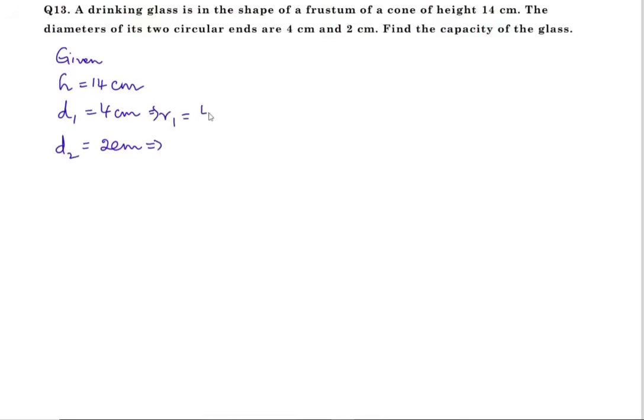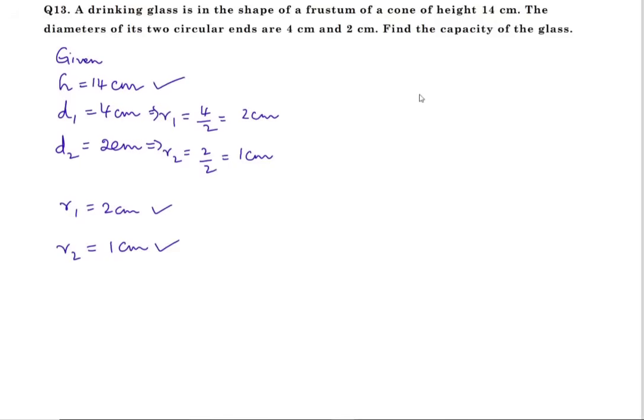R1 equals 4 by 2, R2 equals 2 by 2. That is, diameter equals 2 times radius, so radius equals diameter by 2. 4 by 2 is 2 centimeter. R2 is 2 by 2, which is 1 centimeter. I have got R1 as 2 centimeter and R2 as 1 centimeter. Height is 14 centimeter. What I need to find out is the capacity of the glass.